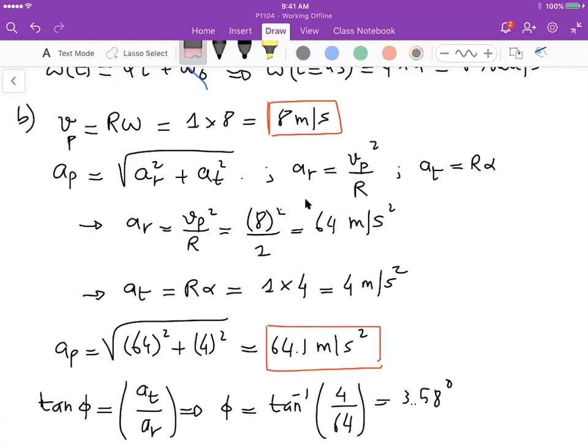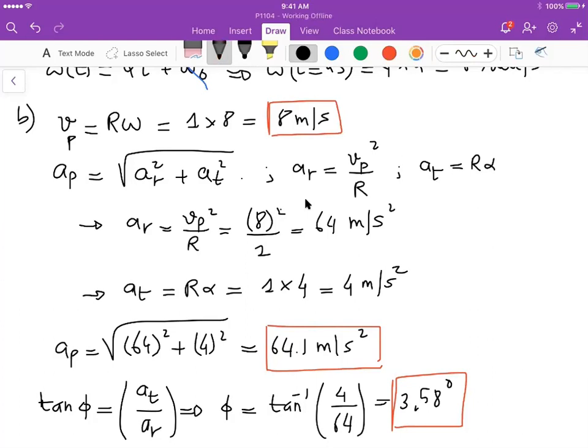This phi equals 3.5 degrees determines the direction of the acceleration vector with respect to the radial direction. And now the answer is complete. You can say that we have the answer. It's given by 64.1 for the magnitude and 3.6 degrees around for the direction.